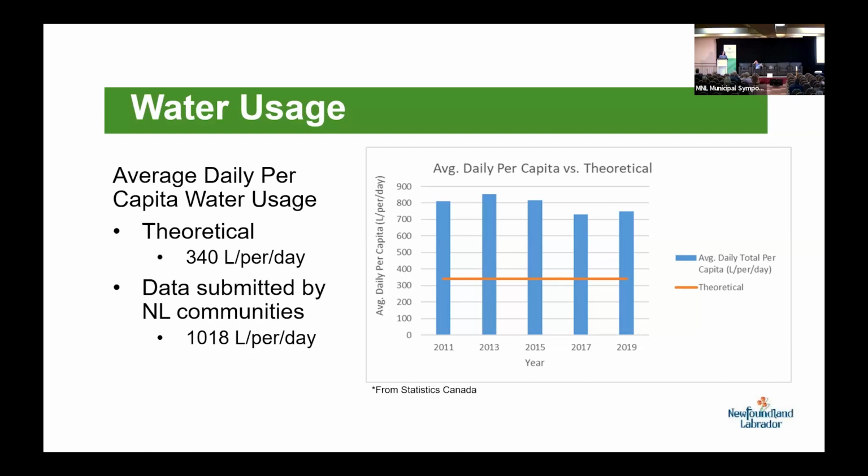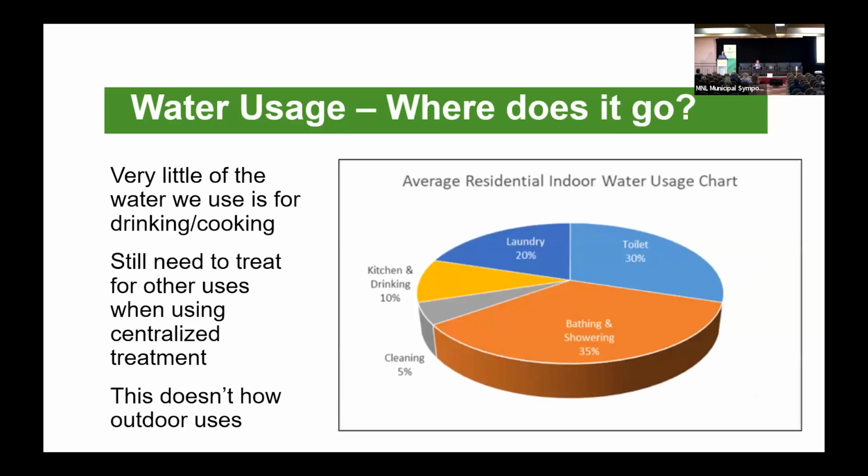But again, if you're looking at centralized treatment, you're going to be treating all that water regardless of how it's being used. So before we will even issue a permit to construct for a water treatment plant, we will look very closely at water usage data, and it will need to be minimized. Otherwise, not only are you paying to treat all that water, you have to pay for a much larger treatment plant because it's going to have to treat that full capacity.